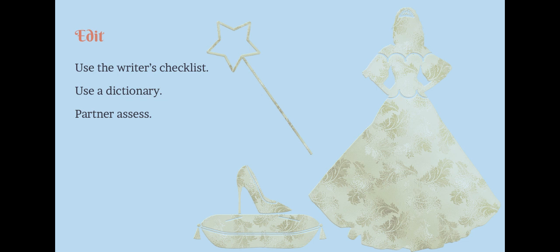You will need to use a dictionary to check the spelling of any words you are not certain of. You will need to take out a red pen, pretend that you are the teacher, and correct any spelling errors, capitalization mistakes, and punctuation for your partner's writing. Remember to pay close attention to sentences, making sure that each one expresses a complete thought and doesn't run on.